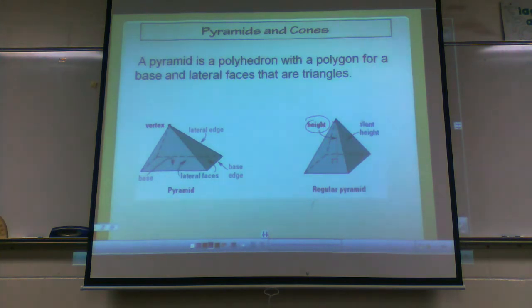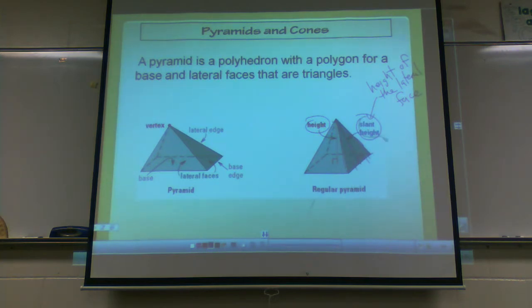Now, because of this measurement right here, guys, it's kind of hard to see, but a slant height is actually the height of the lateral face. All your lateral faces are triangles. So the height of this triangle that's on the side is what's called the slant height of the actual pyramid. That line, if you can see, goes down the middle of that triangle, and for the ones we're doing, it's going to cut it in half on the bottom.